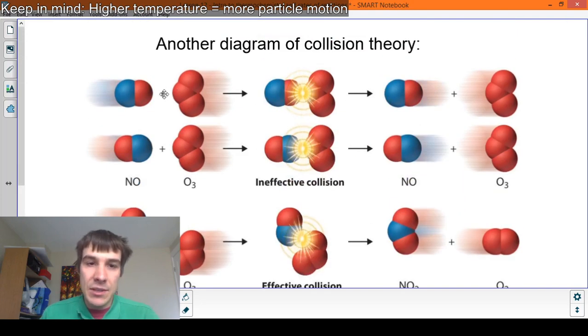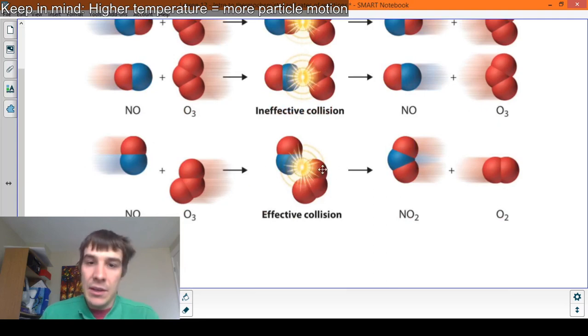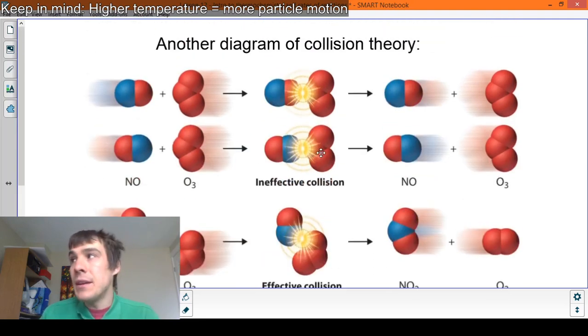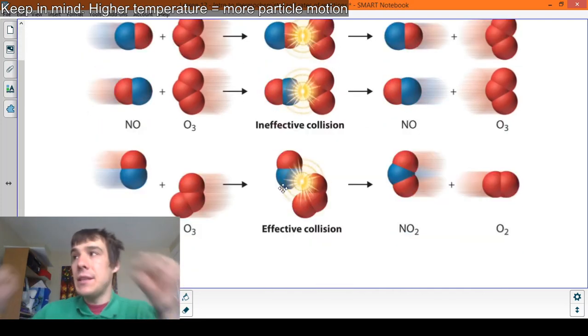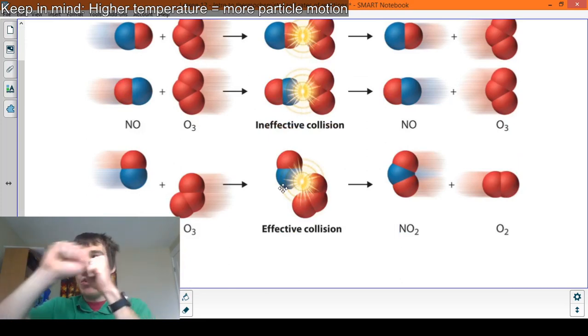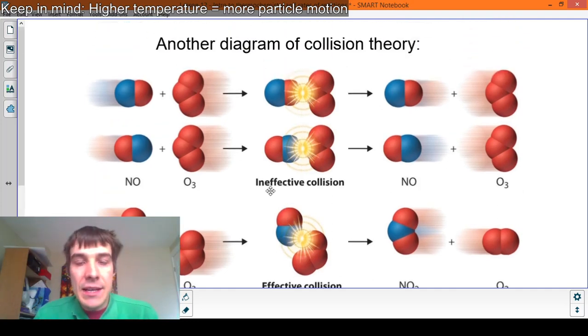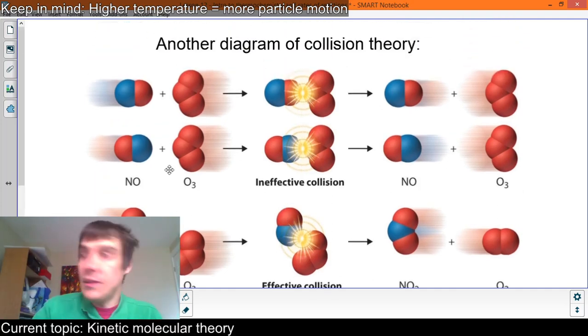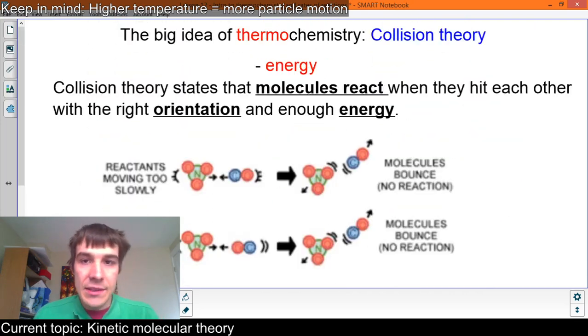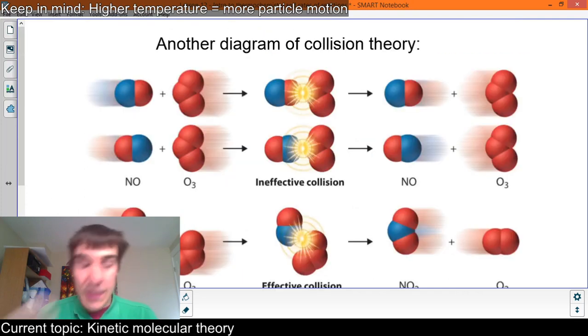If it's the middle oxygen that comes in and hits, there's no chance of it popping out because it's got the two oxygens on each side. It has to be this glancing blow, not a direct blow. So that's the concept. And if the glancing blow is too low energy, they'll just kind of go past each other. There's not enough energy for the actual transfer to occur. So that is collision theory, the kinetic molecular theory of chemical reactions. It explains a lot.